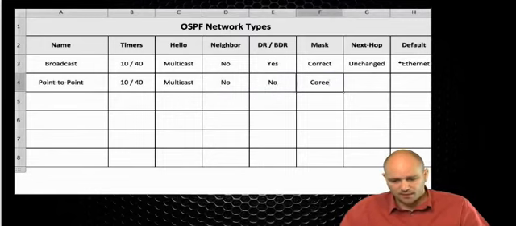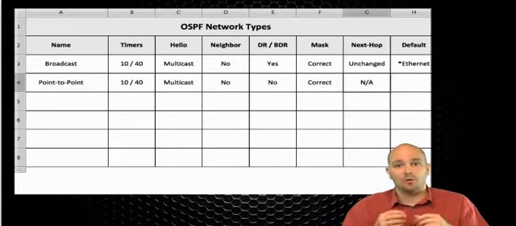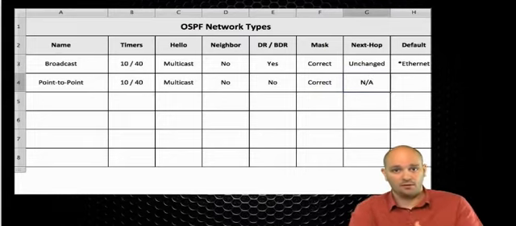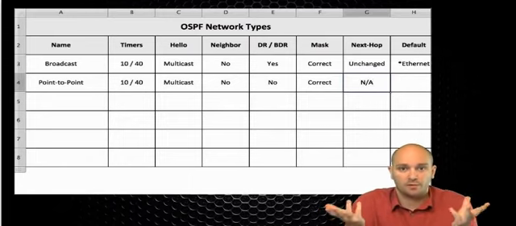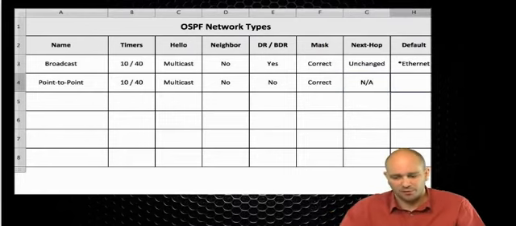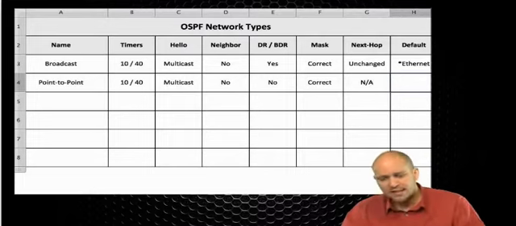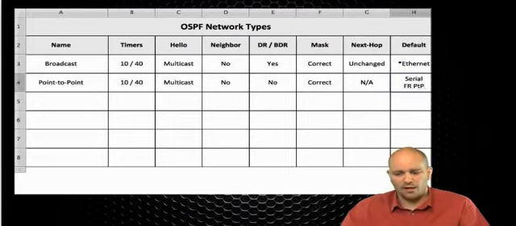The mask is going to be the correct mask advertised, just like for broadcast network type, and the next hop is irrelevant in this case because, again, we cannot have three routers, so there is not going to be a situation where we have hub and spoke environment with the point-to-point link. So this field does not apply to point-to-point network type. This is the default on all serial interfaces, and it's also default on all frame relay point-to-point interfaces.